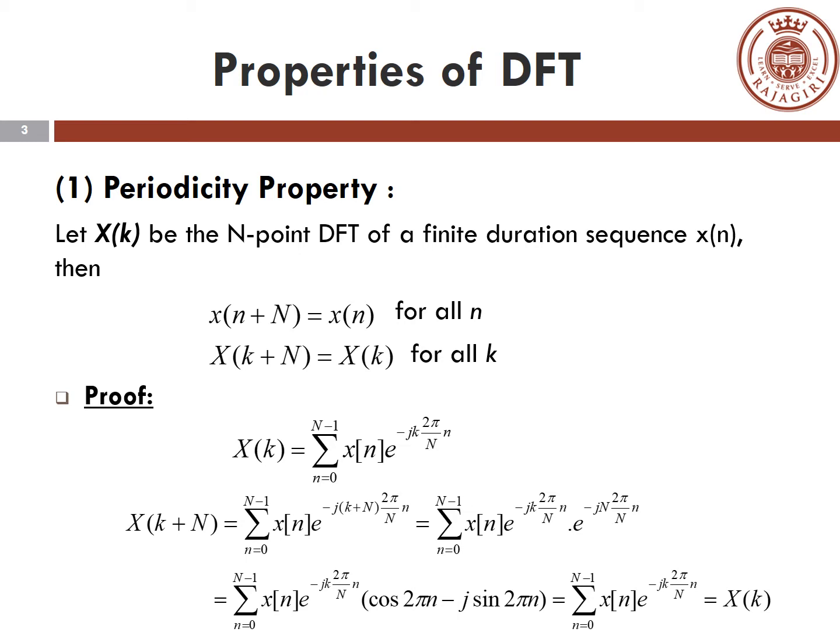Here you have it as cos 2 pi n minus j sin 2 pi n, and we know that this particular term will always be 1. Cos 2 pi n is always 1 and sin 2 pi n is always going to be 0. So your equation reduces to x of n e raised to minus j k 2 pi by N into n, which is clearly x of k. So starting from the LHS, you have reached the RHS, and that is a proof for the periodicity property.